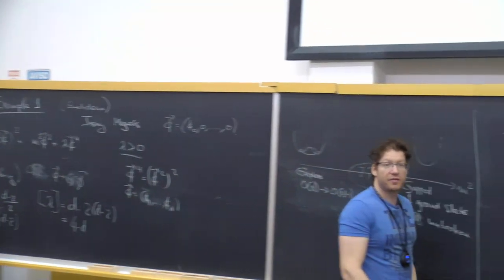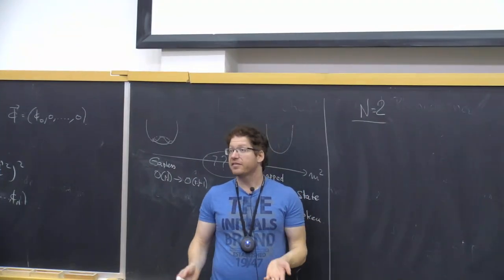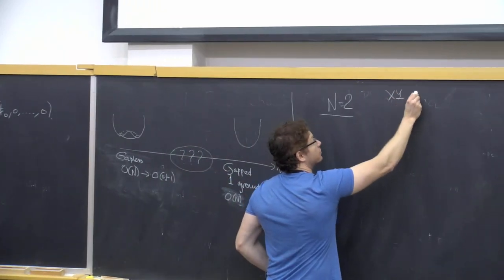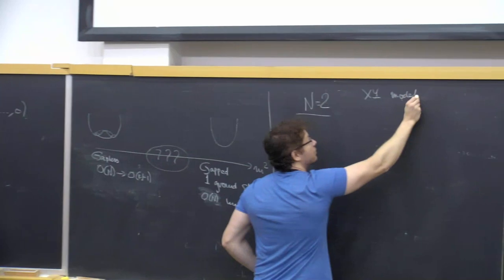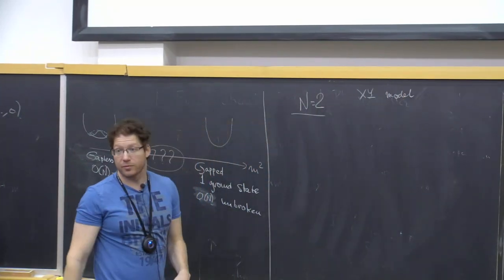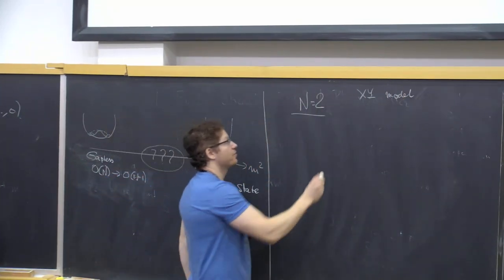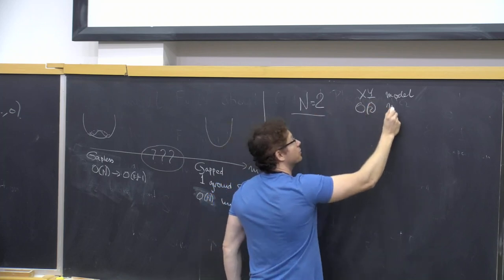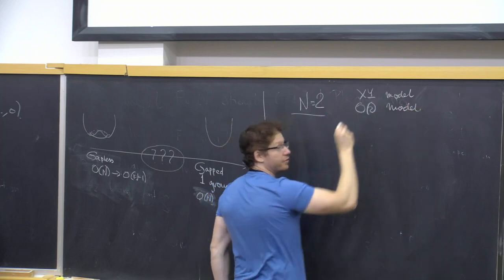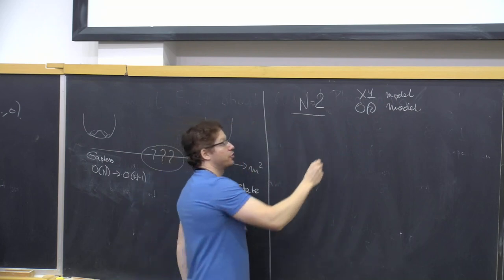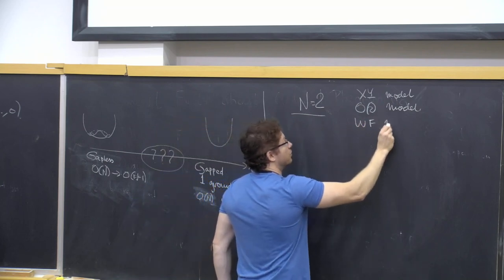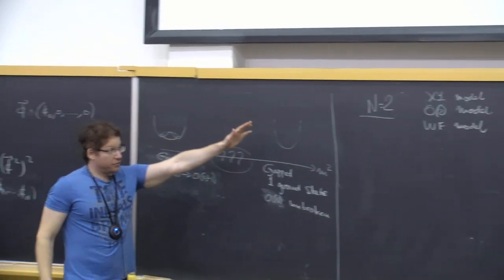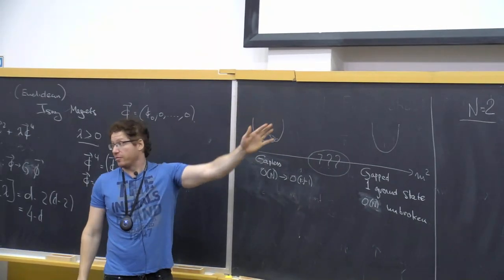So this model appears in the literature under many guises and names. Condensed matter people often call it the XY model. So if you hear the word XY model, you know what we're talking about. Some people in the bootstrap community call it the O(2) model, because it has O(2) symmetry. Some people call it the Wilson-Fisher model, because Wilson and Fisher were the first people to set up this epsilon expansion.